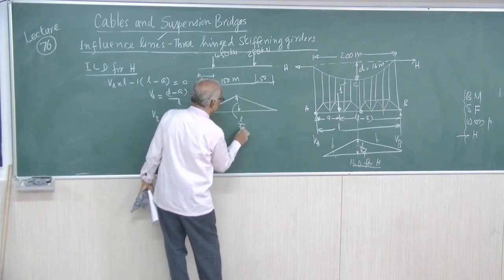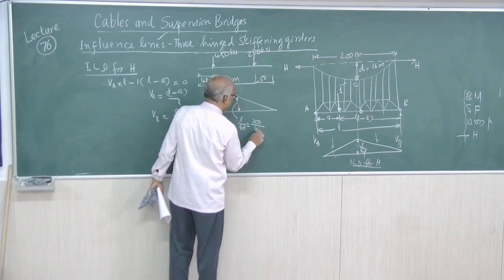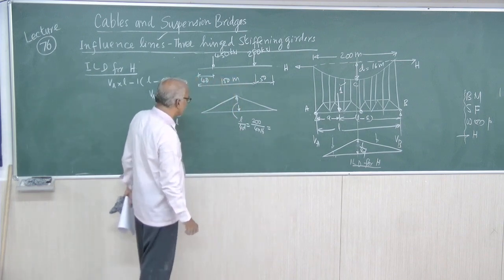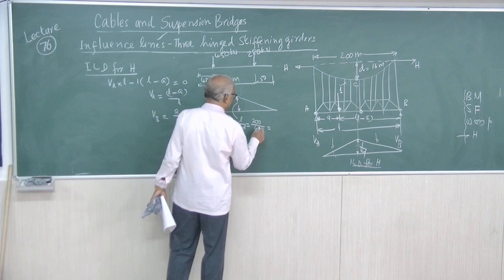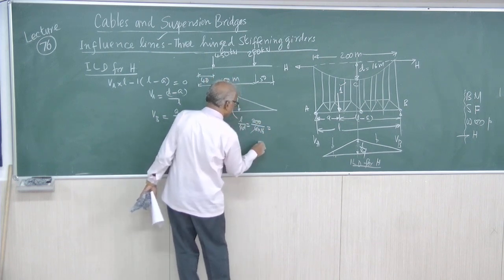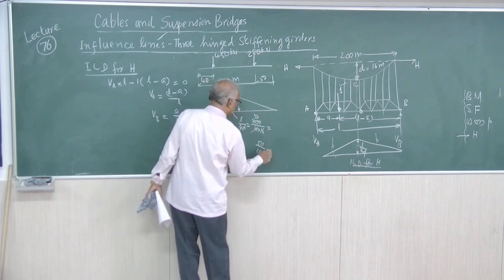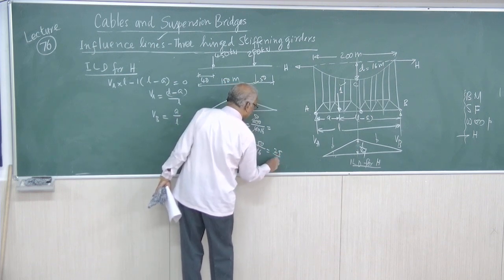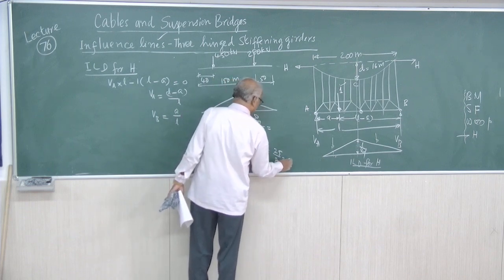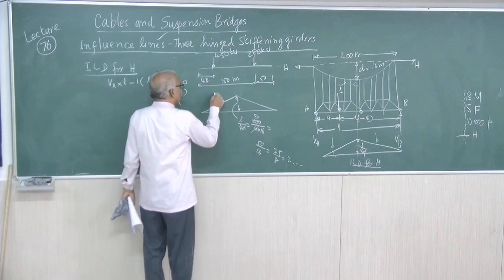L by 4D is 200 by 4 into 16. So this is 50 by 16, or 25 by 8, that is 3 point something. Right. Now there is a load 40 here.